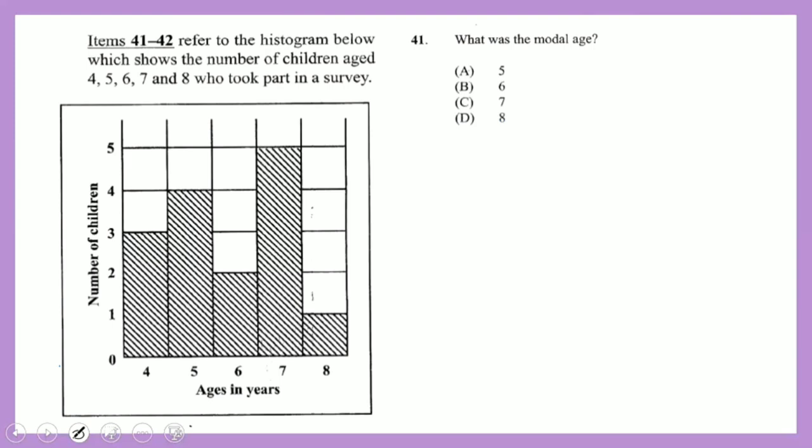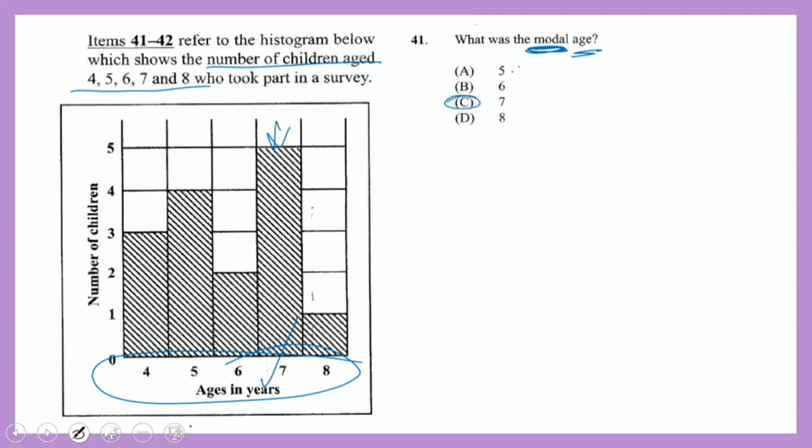We have a question here. Number 41 refers to this diagram. It shows the number of children aged 4, 5, 6, 7, 8 who took part in a survey, with age down here. What was the modal age? That means the age that occurs the most. Which age occurred the most? Age 7. We have 5 children who are that age.